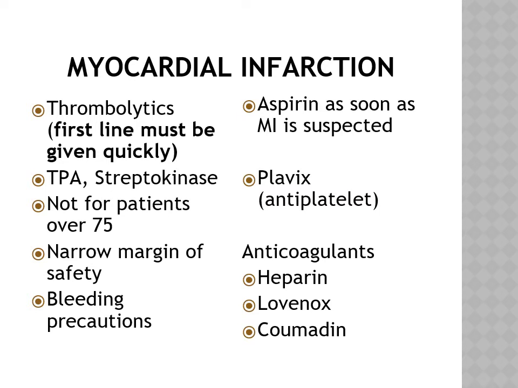Aspirin would be given as soon as an MI is suspected. Plavix is an antiplatelet, and so these patients will usually be on Plavix post-procedure, and then additionally anticoagulants such as heparin, Lovenox, or Coumadin. One easy way to remember the treatment for myocardial infarction, and there really is a variance in order, but if you can remember the acronym MONA: morphine, oxygen, nitro, and aspirin. Oxygen is usually the first thing that you would put on the patient, but in terms of memorization, MONA seems to be a very common mnemonic to remember the treatment for myocardial infarction.